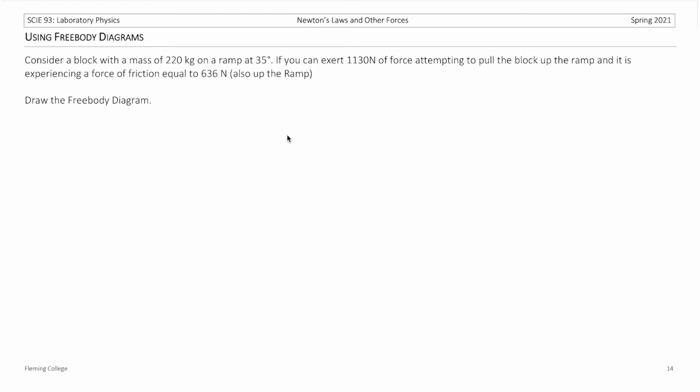Now that we understand all the types of forces that we can interact with, let's attempt to create a free body diagram. Consider a block with a mass of 220 kilograms on a ramp that is angled at 35 degrees. If you can exert a force of 1,130 newtons attempting to pull the block up the ramp, and that block has experienced a force of friction equal to 636 newtons, also up the ramp. Draw the free body diagram.